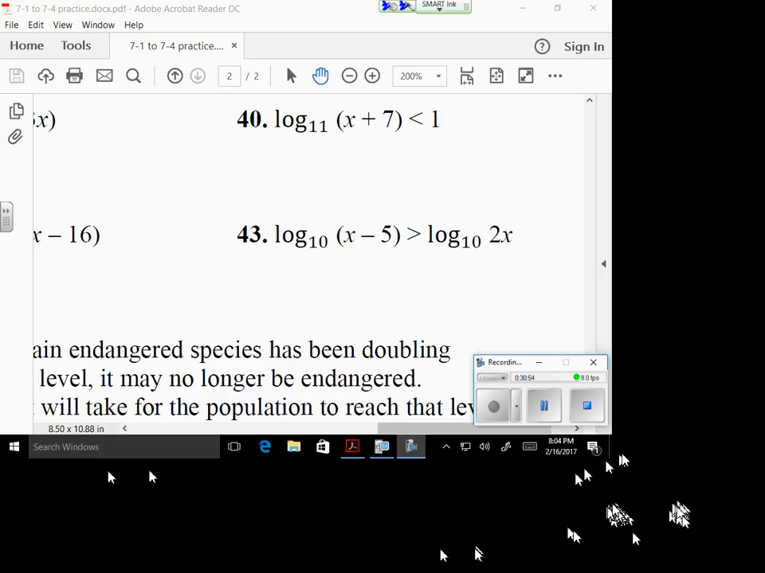Another less than, so that means x plus 7 would be bigger than 0 and less than 11 to the first. Subtract 7 in all three areas. And we get 4. So x needs to be somewhere between negative 7 and 4.